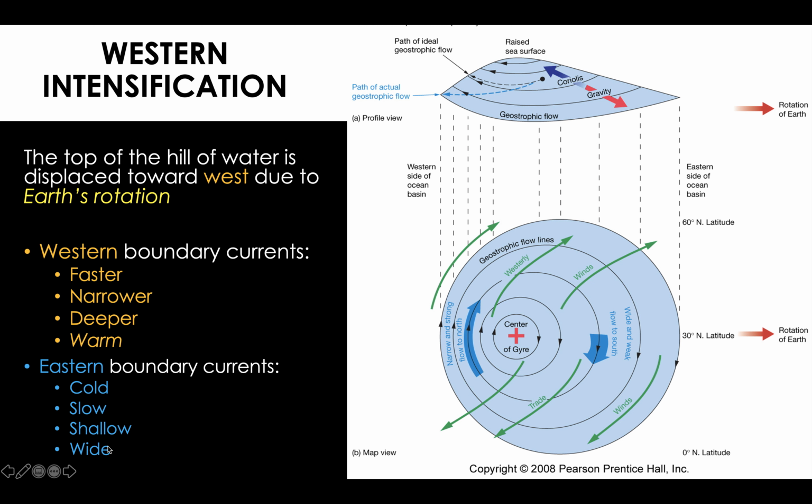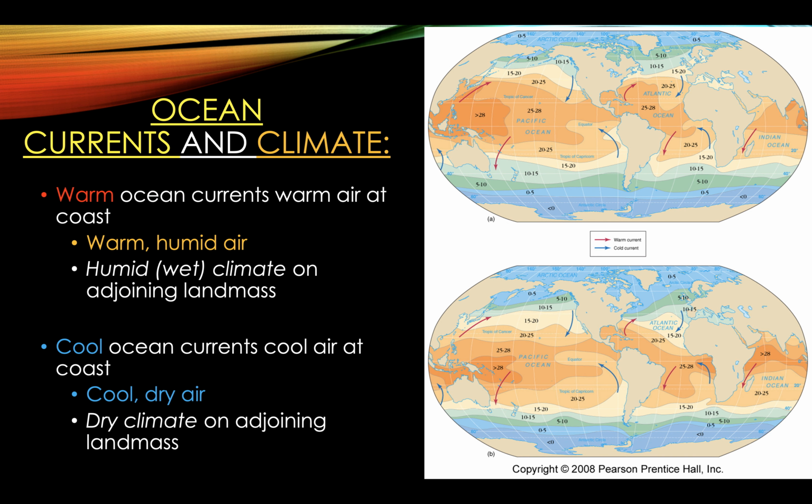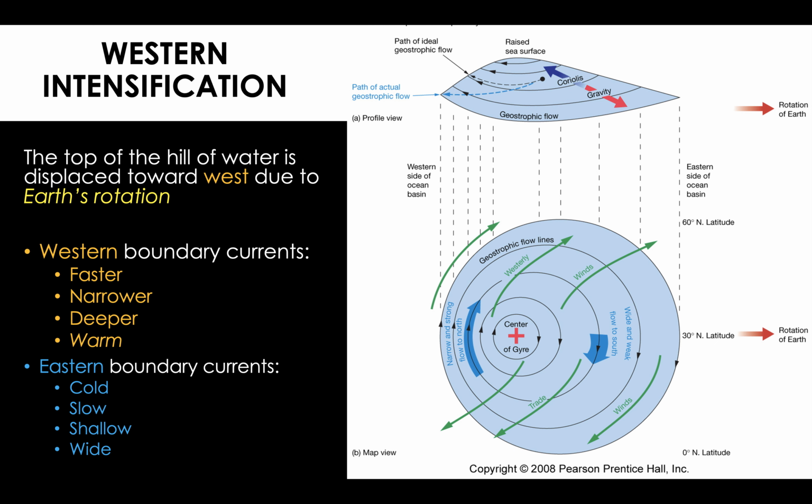And so you can look at each gyre in our ocean, and we can compare that. We'll look at a map of this, but make sure you know all four of these for each, western and eastern. This will be on your test. You'll have to know the differences between these two and what causes the difference.